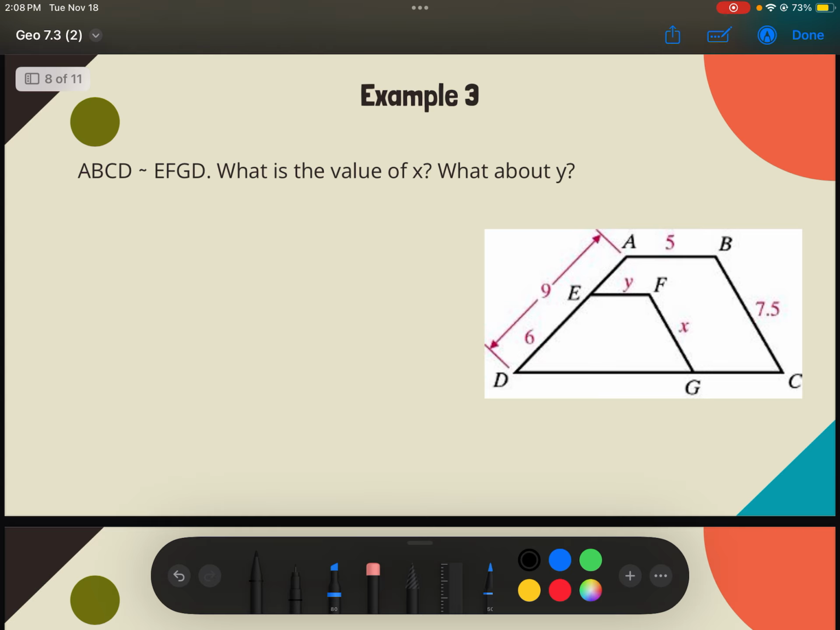So this next one, they're telling us, okay, I have four-sided shapes here. I have some quadrilaterals. They look like trapezoids, but I don't know that they are. I just know that they're four-sided shapes and they're similar. What's the value of x?